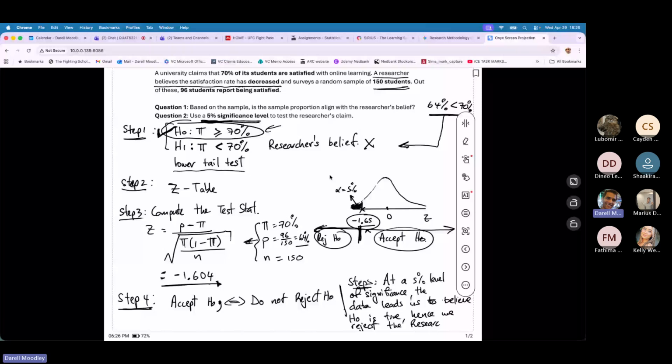This is why in step 1, I'd like to write what the claim is. So in step 5, it makes it a lot easier to answer that. Okay.